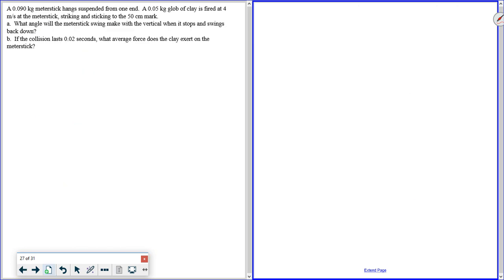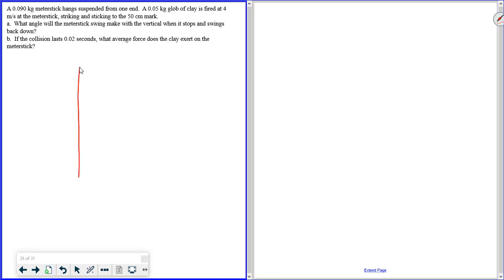Okay, so here we go, last example. Here we've got a meter stick that's hanging suspended from one end. So here's your meter stick, and it's hanging suspended from one end, so you've got this pivot point so that the meter stick can swing back and forth like this. What we know is that the mass of the stick is 0.09 kilograms. Obviously it's a meter stick, so it's 1 meter long.